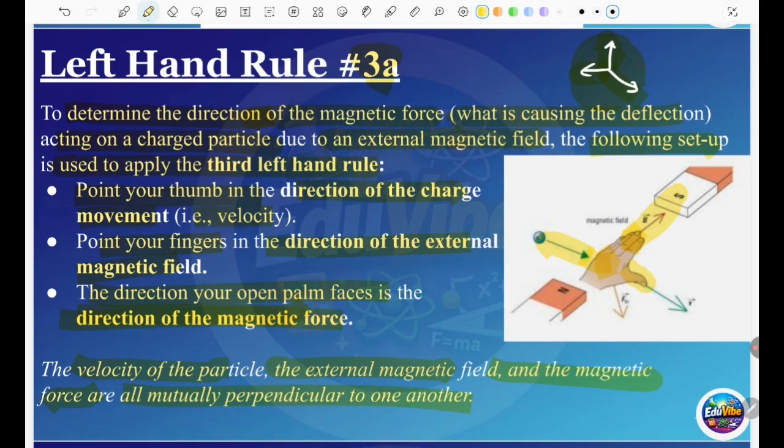You can see in this diagram too that all these things are mutually perpendicular. This is perpendicular to this, and this to this. In this too, all are perpendicular to each other. That shows that they are mutually perpendicular. So that's something you have to be mindful of.